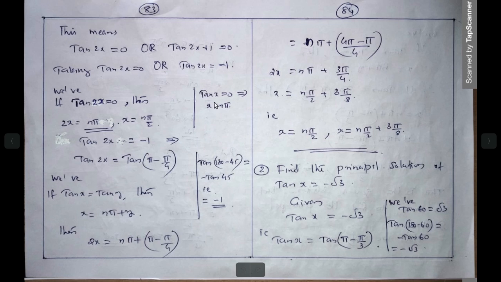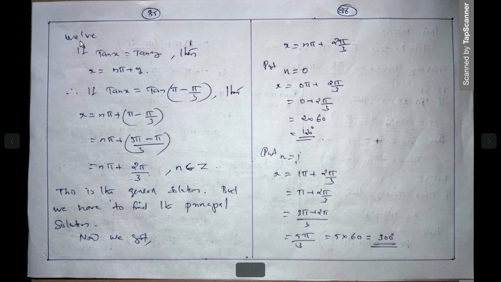So here's the result. For the principal solution of tan x is equal to minus root 3, you know that tan 60 is equal to root 3. Also we have tan 180 minus theta is equal to minus tan theta, and hence minus root 3. So instead of minus root 3 we can take what? Tan 180 minus 60. 60 means pi by 3. Okay. So tan x is equal to tan y formula. Here y is what? Pi minus pi by 3.